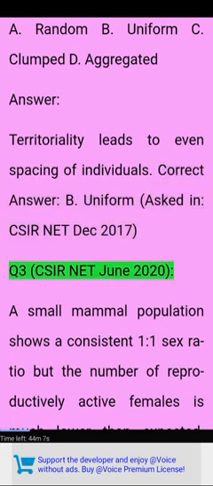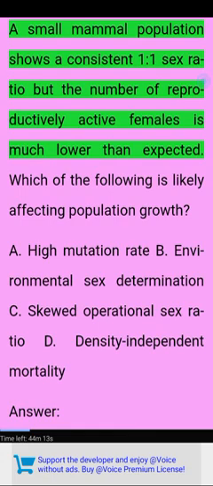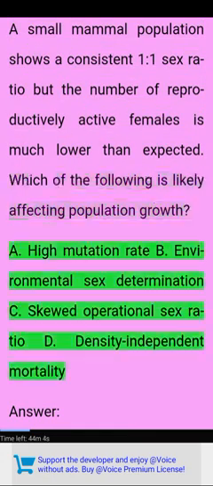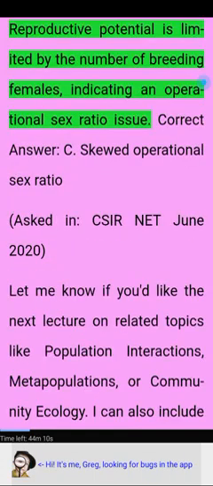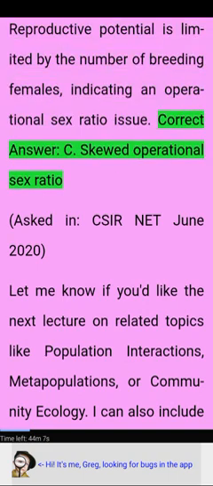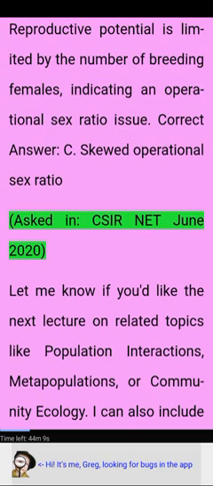Q3, CSIR NET June 2020. A small mammal population shows a consistent 1:1 sex ratio, but the number of reproductively active females is much lower than expected. Which of the following is likely affecting population growth? A, high mutation rate; B, environmental sex determination; C, skewed operational sex ratio; D, density-independent mortality. Answer: reproductive potential is limited by the number of breeding females, indicating an operational sex ratio issue. Correct answer, C, skewed operational sex ratio. Asked in CSIR NET June 2020.